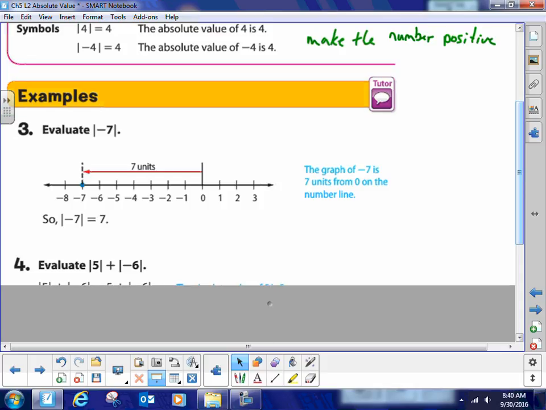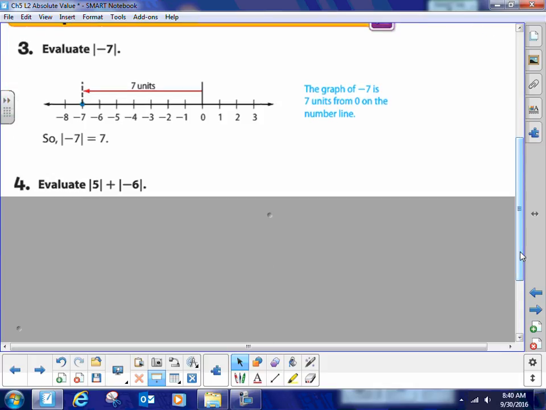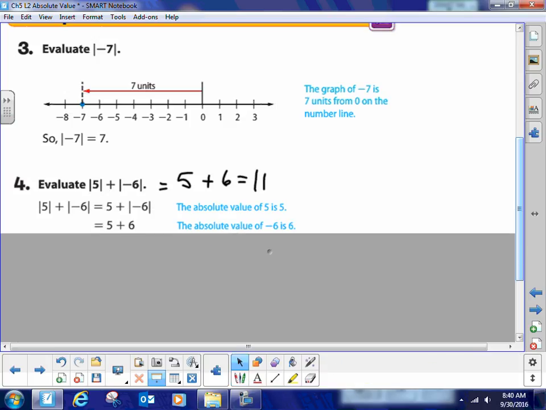Then it says evaluate the absolute value of 5 plus the absolute value of -6. All right? You evaluate the absolute value signs first. So that goes 5 plus 6. The absolute value of 5 is 5. The absolute value of -6 is 6. And that's 11. But nothing heavy, guys.